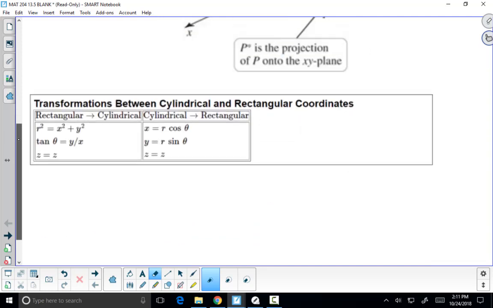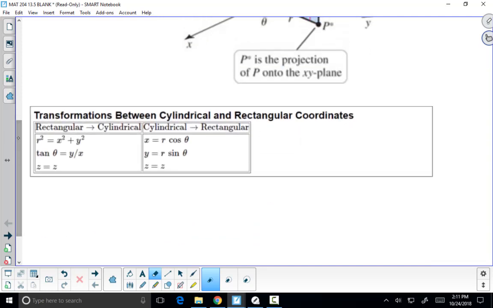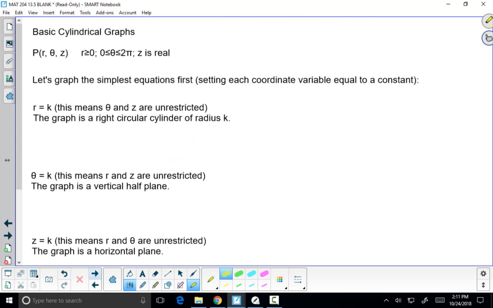The equations that we're going to use to go back and forth between rectangular and cylindrical are the same equations that we used for polar. The only thing that's different is that we have a third equation, z equals z. So z in rectangular is the same as z in cylindrical. That's really complicated. Can you go over it again? No. Yeah, that's the easiest part of these.